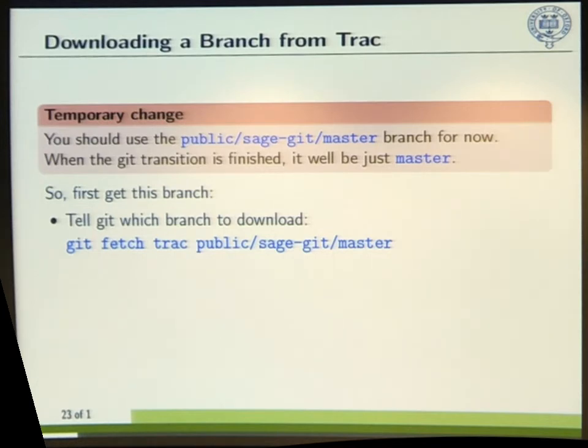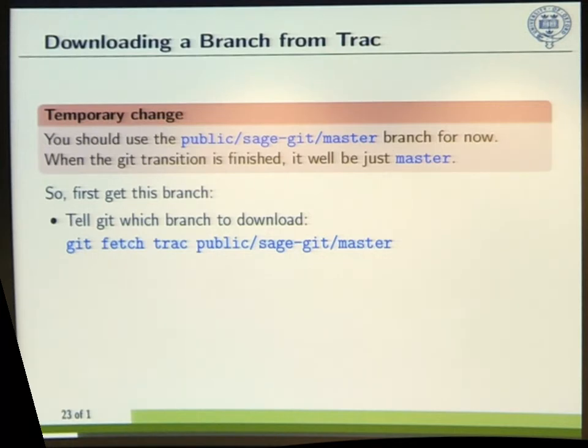Hang on, where do I find this? Is this on GitHub or Trac, this public branch? This is on Trac. So in particular, to get this branch, you will write git fetch trac public/sage-git/master. This is also written down in the developer guide, so you don't have to write it down.